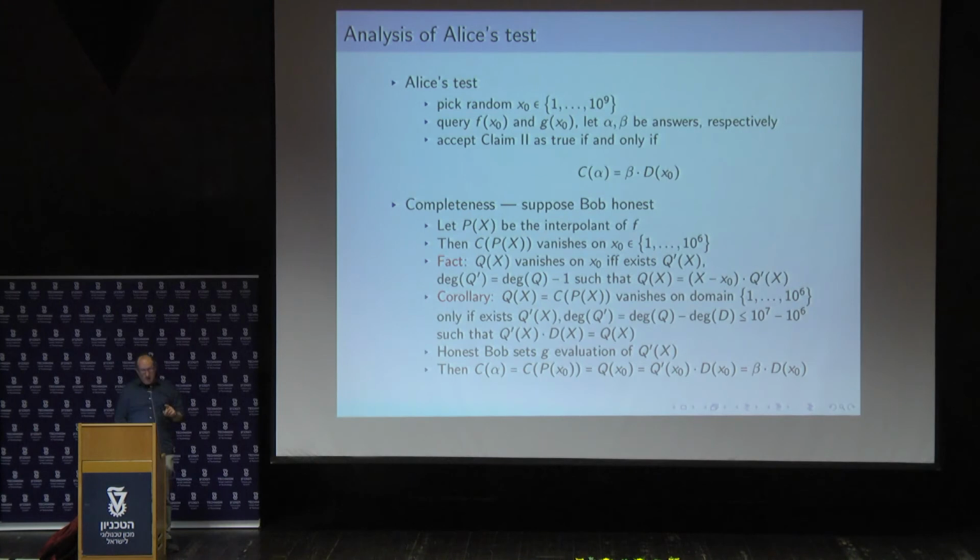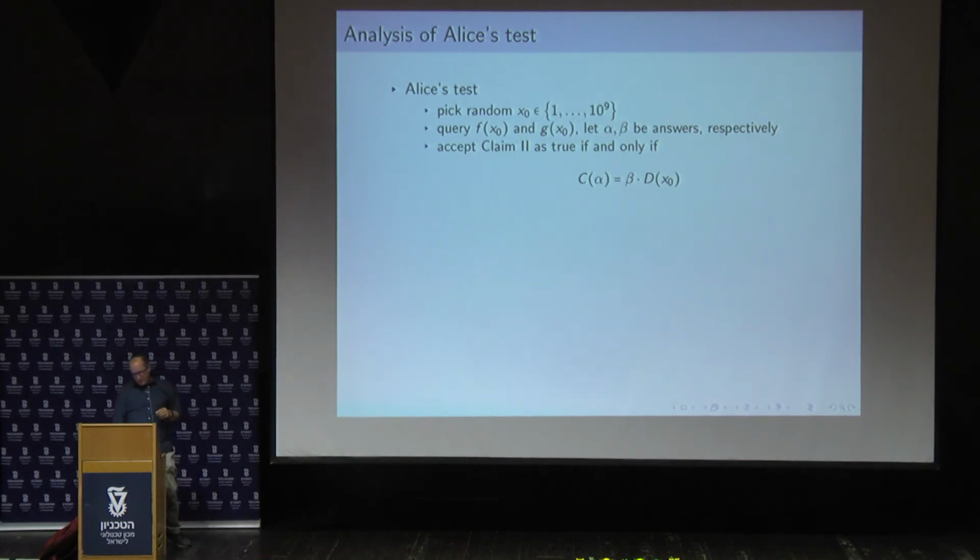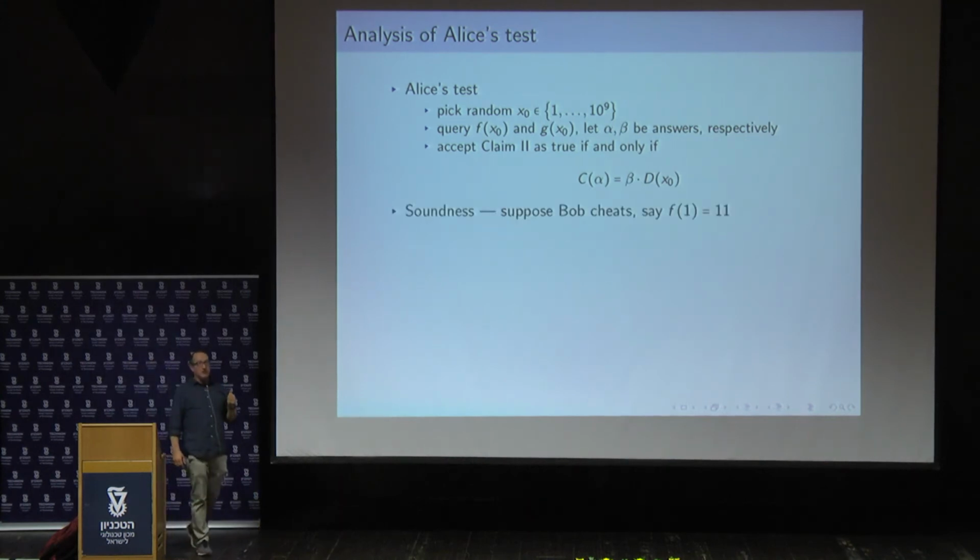Good. In all proofs about proofs, so proofs of zero knowledge or proofs of other interactive proof systems, the harder part is always soundness. And soundness is the case of malicious Bob. So let's deal with that now. So we have the same test. And now we're supposing that Bob is cheating.